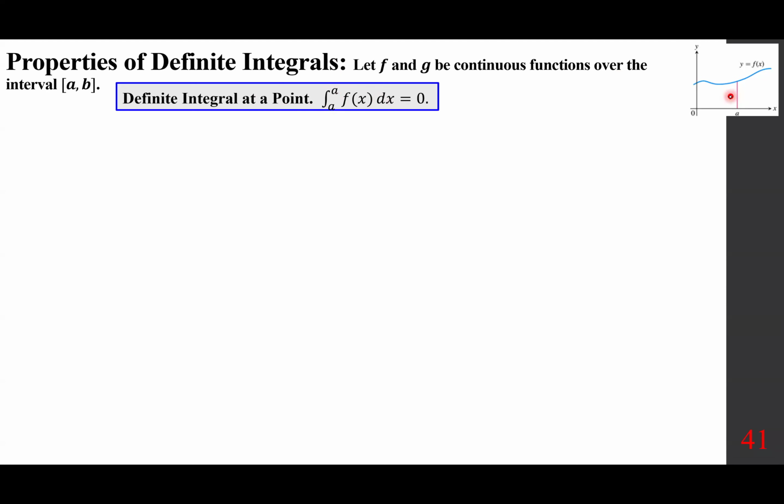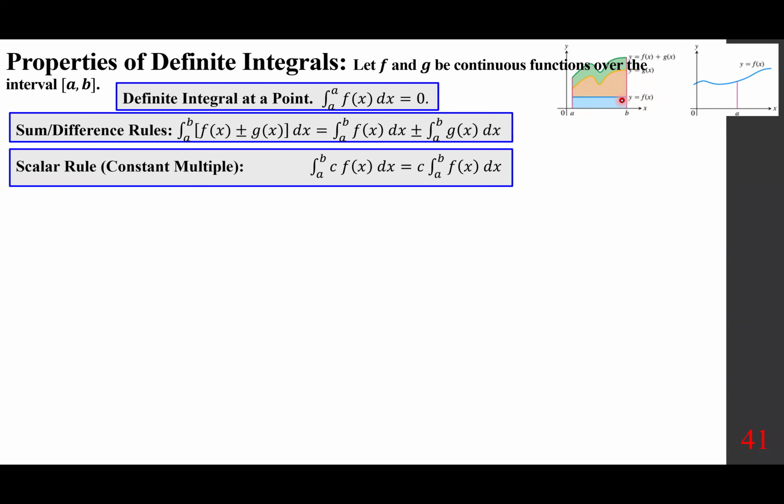Sum and difference rules. The integral of a to b f of x plus or minus g of x dx, as we go from a to b, we can cut them into two pieces. So, for example, if this is y equals f of x, this is g of x, the area under the curve under f of x is this, under g of x is this entire thing. We will add them up. That can be shown with a graph.